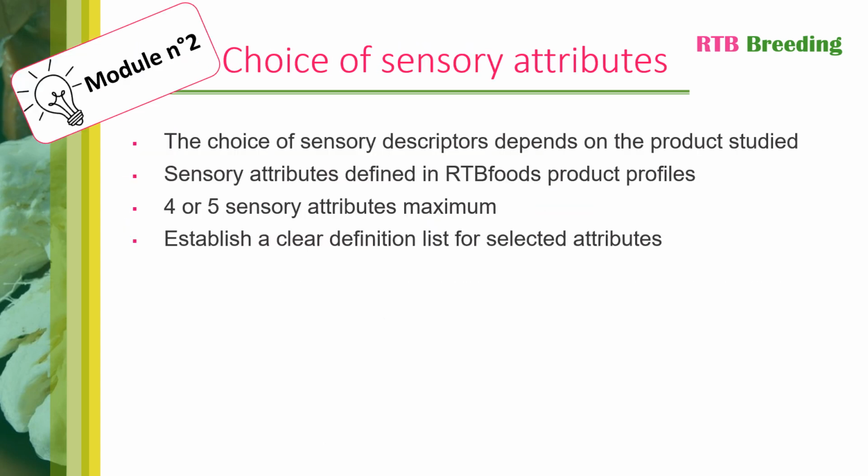The first step in setting up the calculation of acceptability thresholds for a food is to choose the sensory attributes. The steps involved in this choice will be detailed in Module 2. The choice of sensory descriptors obviously depends on the product studied. Normally, in the context of this project, the sensory attributes of the various product studies have already been defined in RTB food product profiles. To calculate the thresholds, we need to select a maximum of 4 or 5 sensory attributes, the most characteristic of the foods.